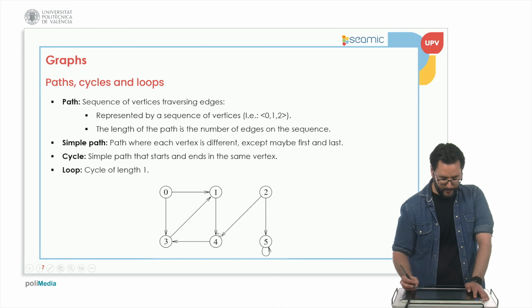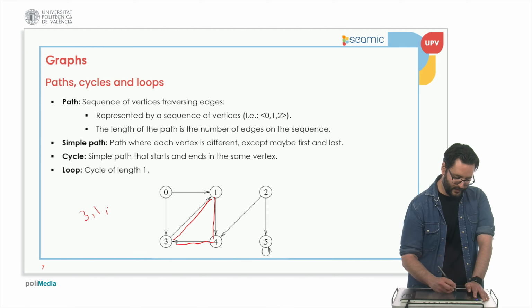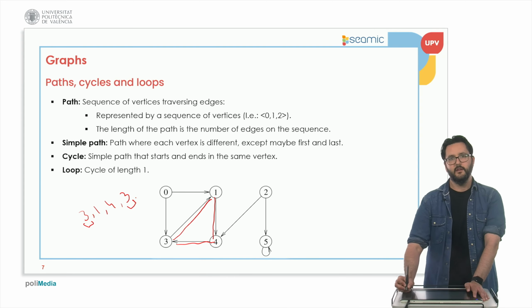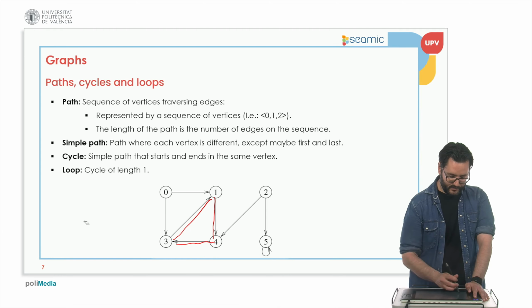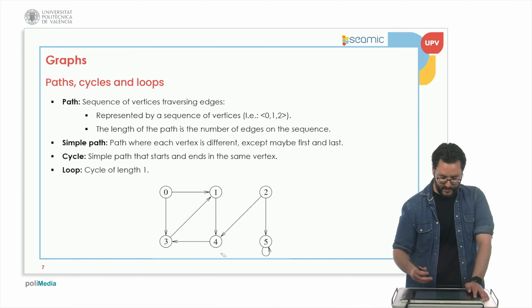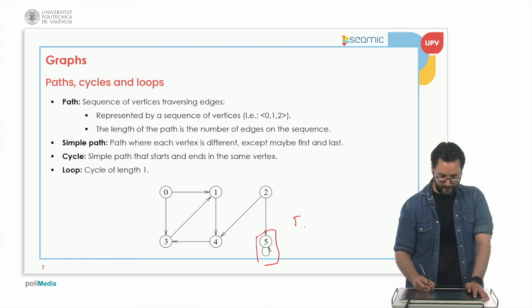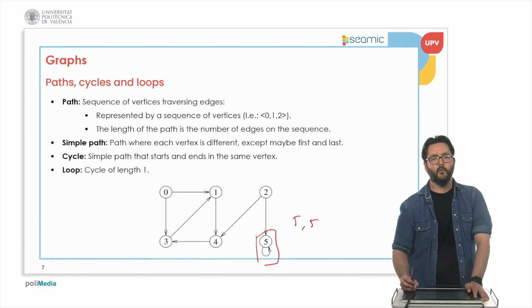We can talk about a cycle if we consider 3, 1, 4, and 3. Here we have a path that starts and ends in the same vertex, and we can see here a loop in the case of the node number 5. That is a path that looks like this, with only one edge.